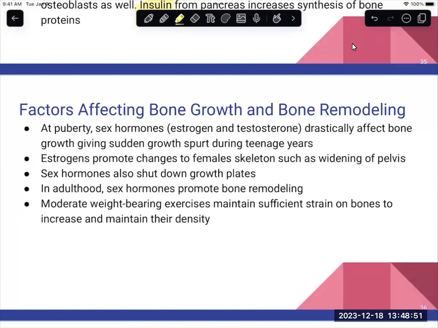Something else, puberty, estrogens and testosterone, those sex hormones. They are what cause growth spurts in teen years. Estrogens in females will also widen the pelvis. They shut down growth plates, and then they help to remodel bones.